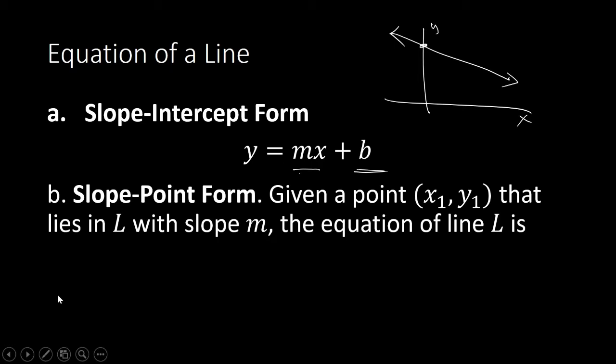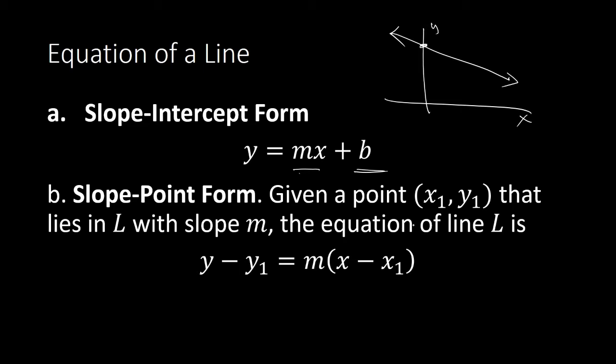Slope-point form. Given a point with coordinates x sub 1 and y sub 1 that lies in line L with slope m, the equation of the line L is y minus y sub 1 is equal to m times x minus x sub 1. M is the slope and x sub 1 and y sub 1 are the coordinates of the point.